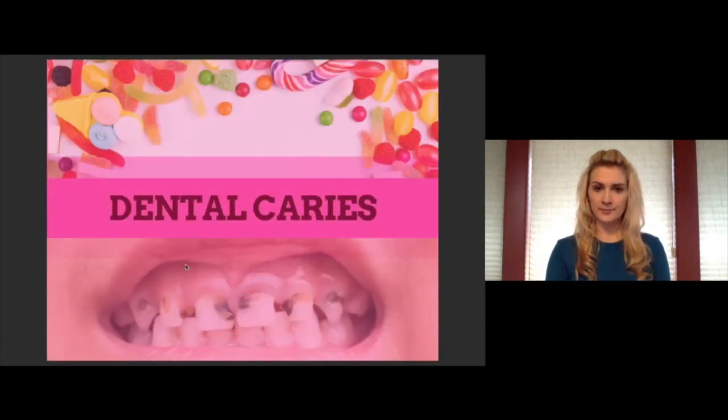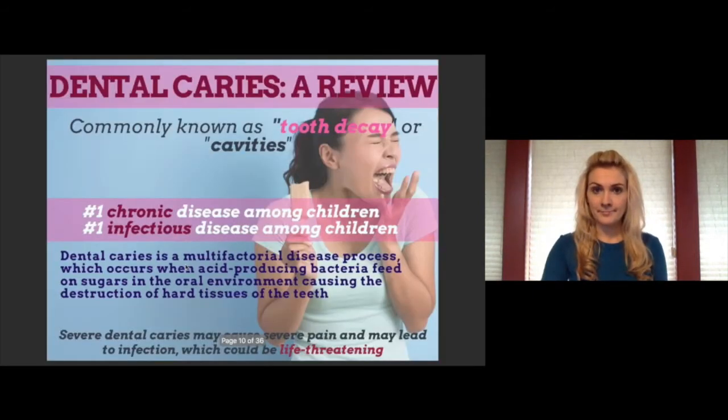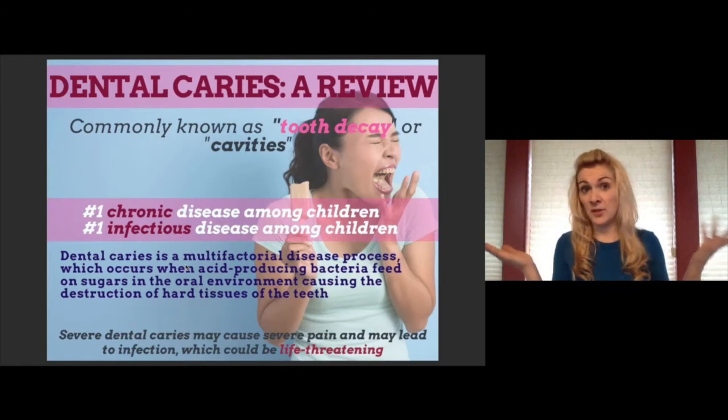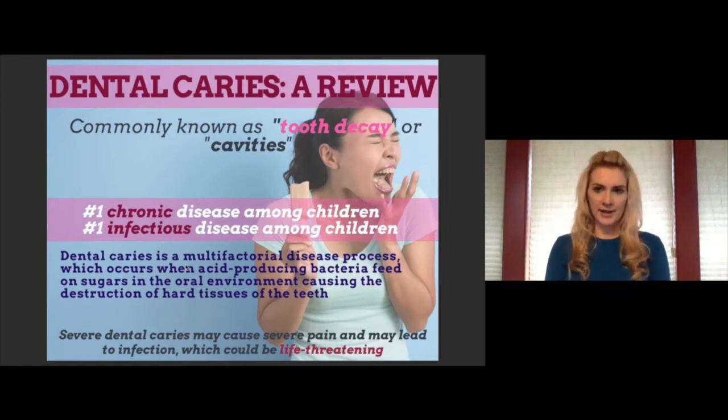So dental caries. Haven't we already had an entire lecture devoted to dental caries? Yes, but again, it's one of the most commonly experienced diseases in the entire world. So it's important. And they say, repetition is the father of learning. Dental caries, a review. So this is commonly known as tooth decay or cavities. It is the number 1 chronic disease among children and also the number 1 infectious disease among children. It's a big problem. It is 5 times more common than childhood asthma.